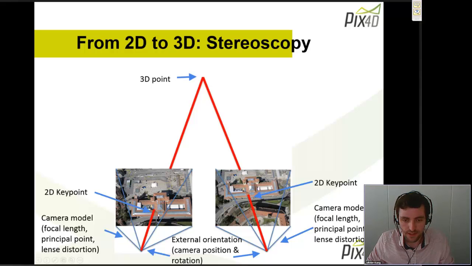For that, as I said just before, you need to know the camera model, and basically camera model means the focal length, the principal points, and how the lens distorts the image. And you also need to know the external orientation, which is basically the camera position and the rotation.